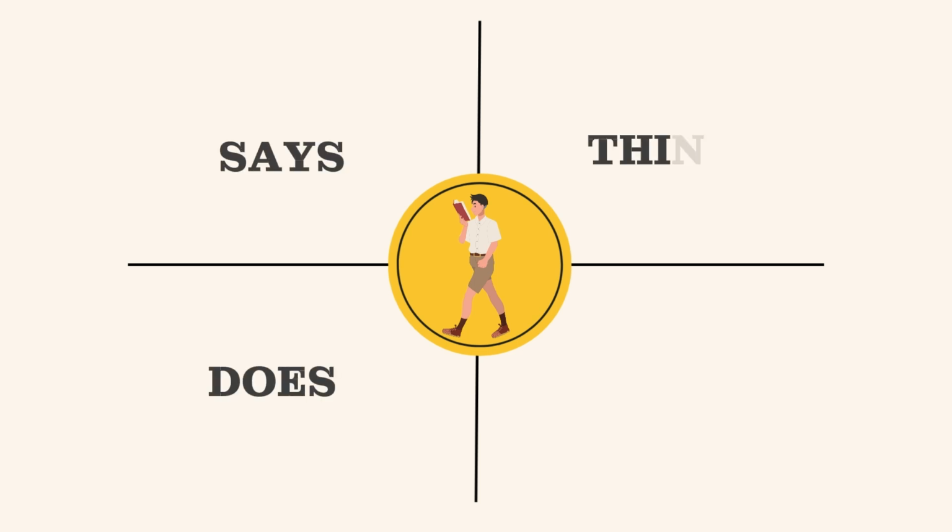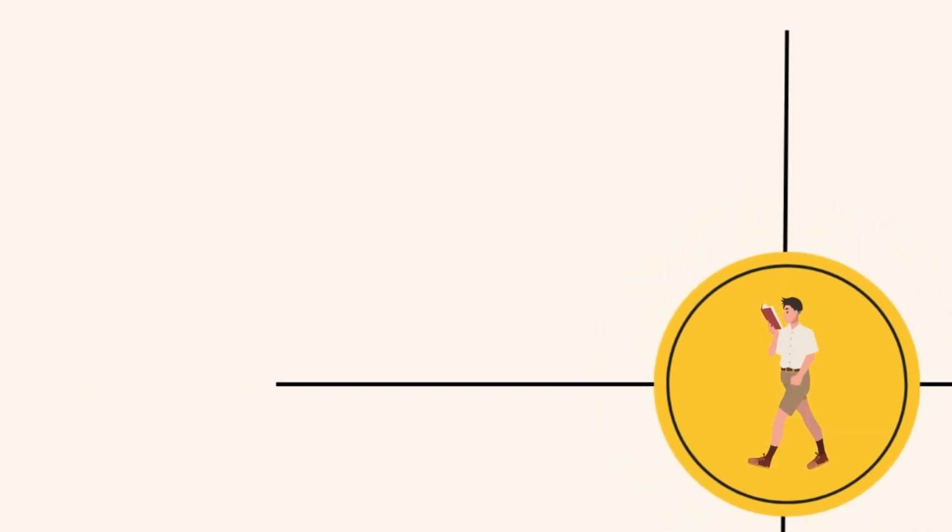Start with your user in the center. Then, organize your interview findings into 4 quadrants: says, thinks, does, and feels. Let's look at each quadrant.